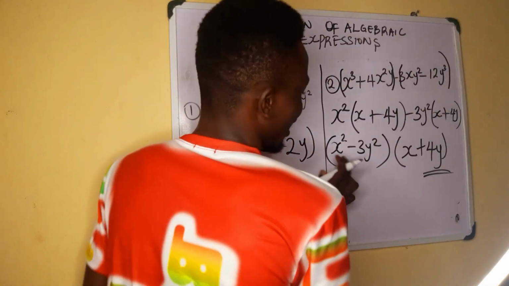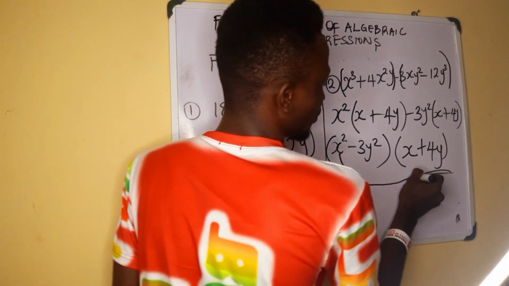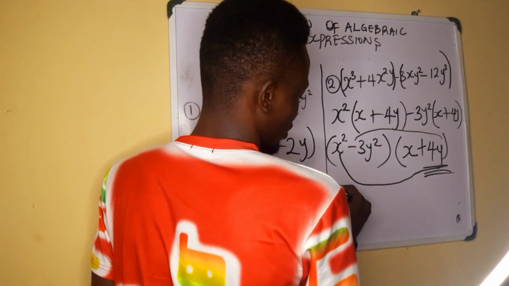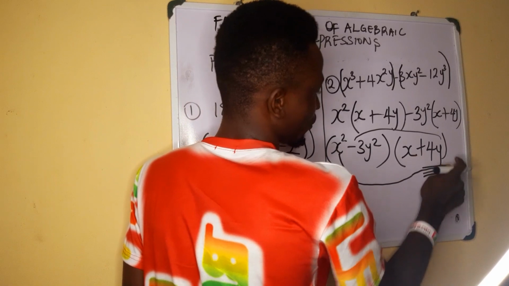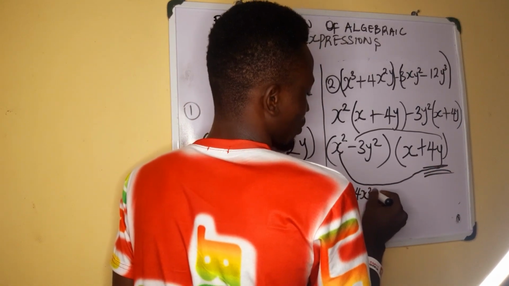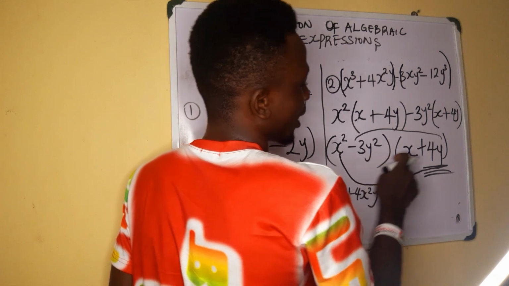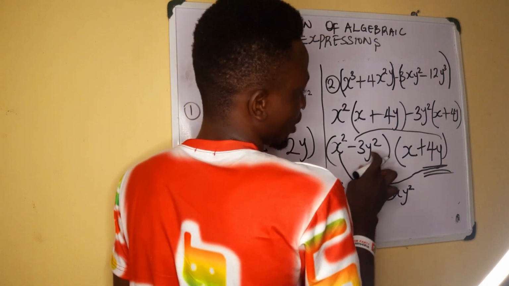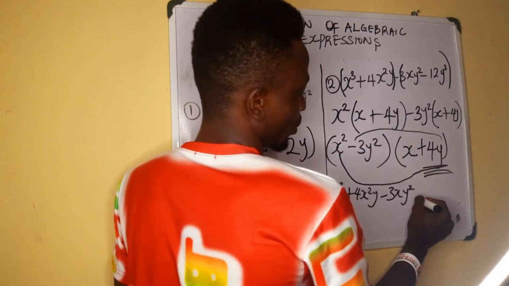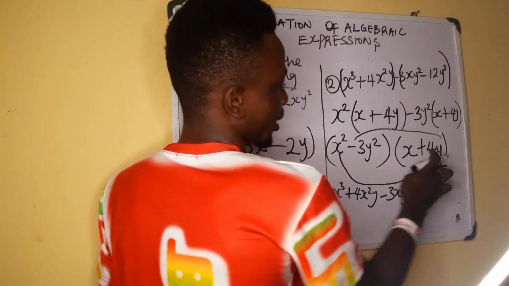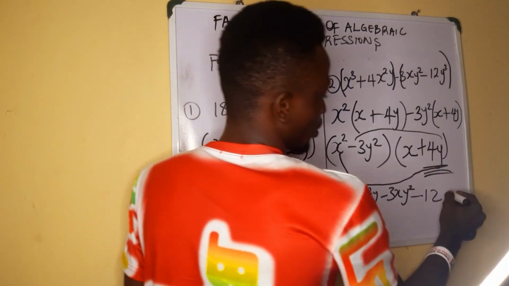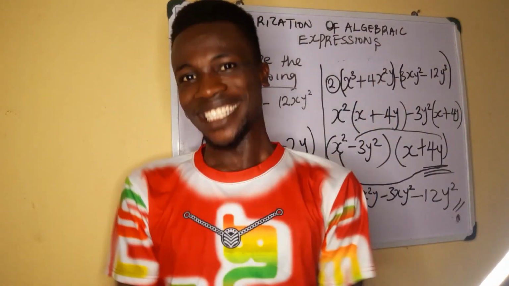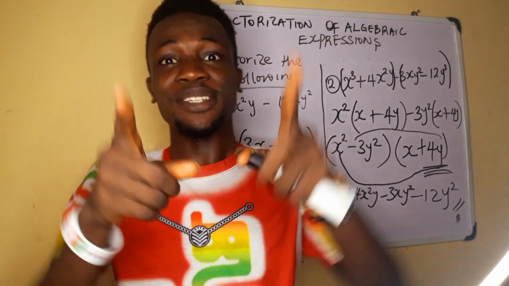So let's try and expand it. This will multiply everything here, and this will also multiply everything here. x squared times x will give us x cubed. x squared times plus 4y will give us plus 4x squared y. Minus 3y squared times x will give us minus 3xy squared. Then minus 3y squared times positive 4y will give us minus, because minus times plus is minus. Then 3 times 4 is 12. y squared times y will give us y cubed. You see, we have our expression back. Yes. So, see you in the next video. Bye.